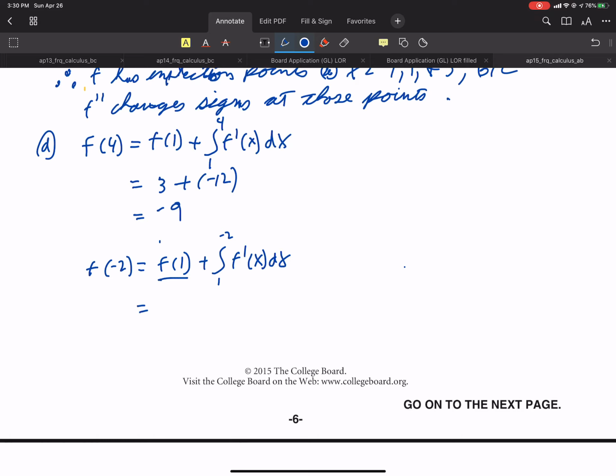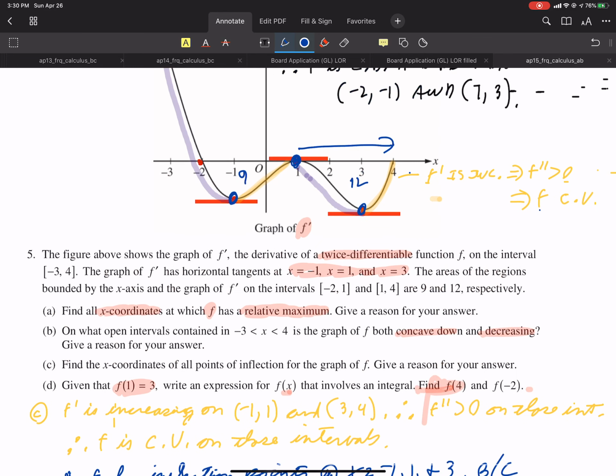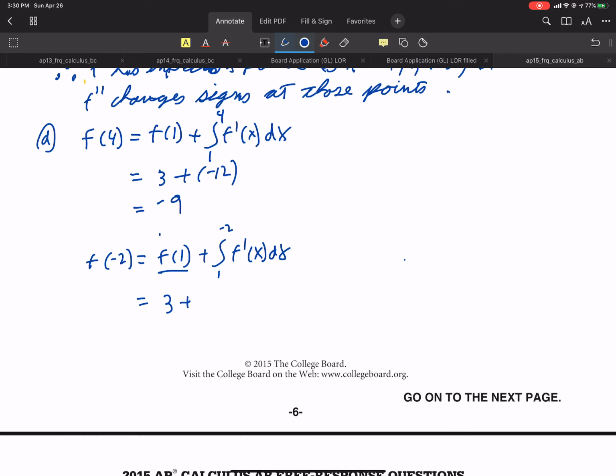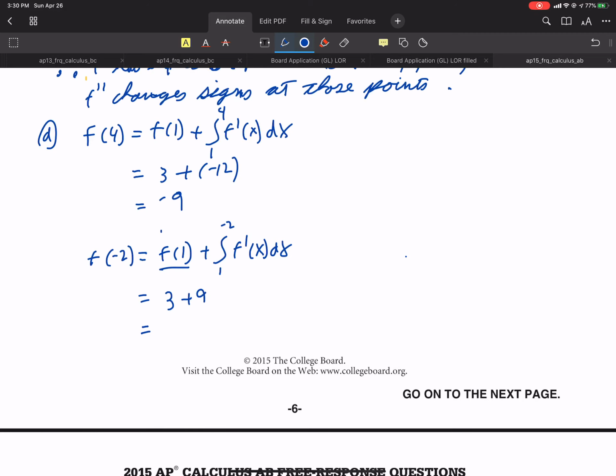All right, so f prime of x dx, which is easy. f of 1 is given at the beginning as 3, but then we're integrating from 1 to -2. We're going this way. Now, you do the net area still, but you do the opposite because you're going backwards. The net area is -9, but since we're going right to left, it's going to be +9. Stop there. Don't simplify any further. That's it.